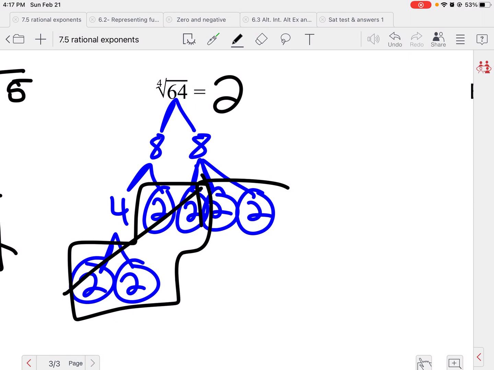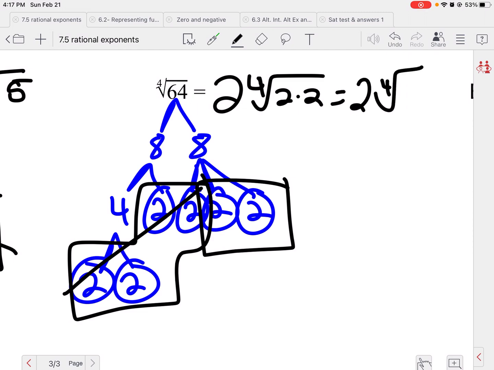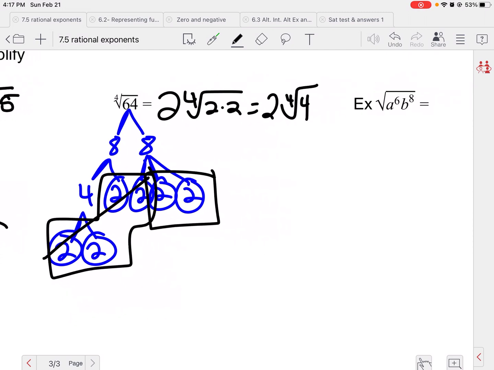But then I have these 2 extra 2's left over. So those have to stay under the radical, okay? And I just multiply those back together again. So 2 times 2 is 4. So the 4th root of 64 simplifies down to 2 4th root of 4. Okay?